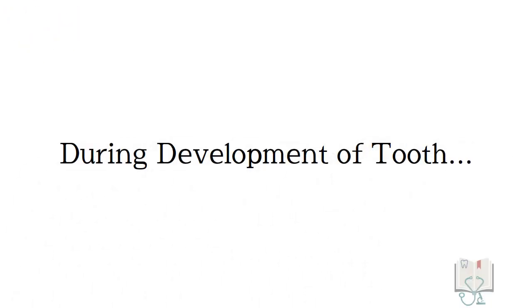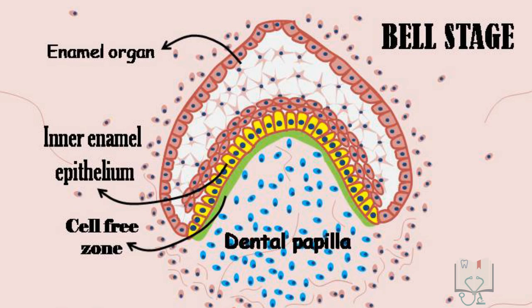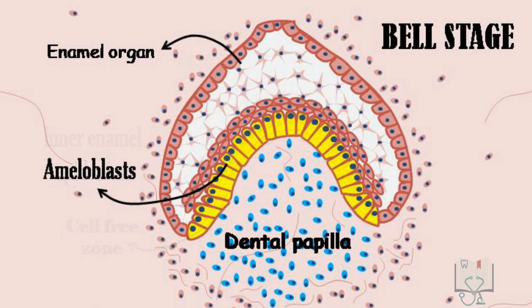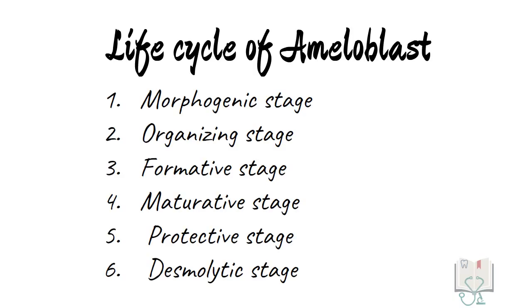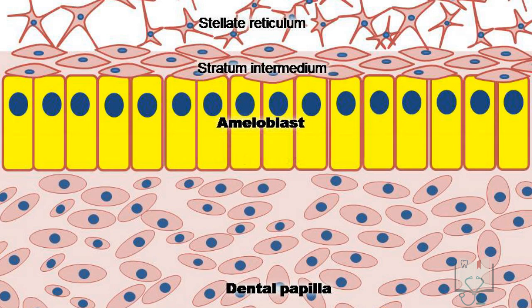During tooth development in the enamel organ, the cells of the inner enamel epithelium are separated from the cells of the dental papilla by a cell-free zone. The cells of the inner enamel epithelium then transform into ameloblasts. During the life cycle of ameloblasts, as the cells enter the organizing stage, they become tall columnar. This eliminates the cell-free zone and the ameloblasts now come in direct contact with the cells of the dental papilla.